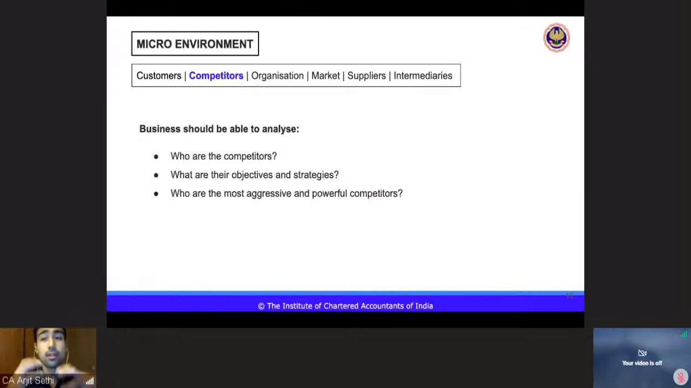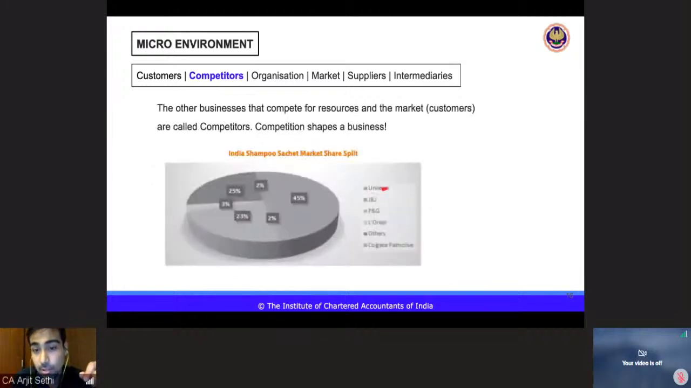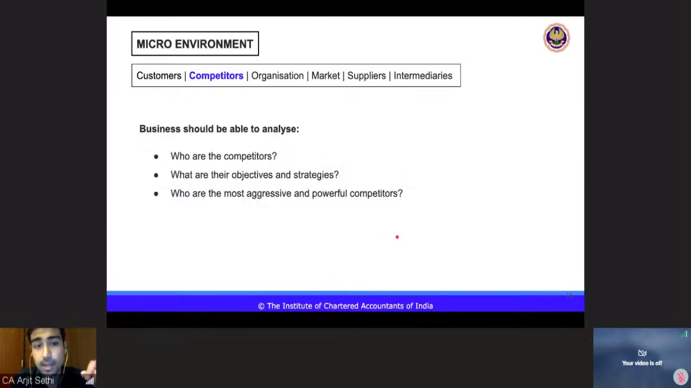When we are studying the microenvironment and talking about competitors, we have to analyze, as a business, who the competitors are. For example, for Unilever: Johnson & Johnson, P&G, L'Oreal, Colgate-Palmolive. These are the competitors. What are their objectives and strategies? How are they selling? What is unique that they're doing? What is the great thing that they are doing that we cannot do? What are we missing out on? What are their strategies?